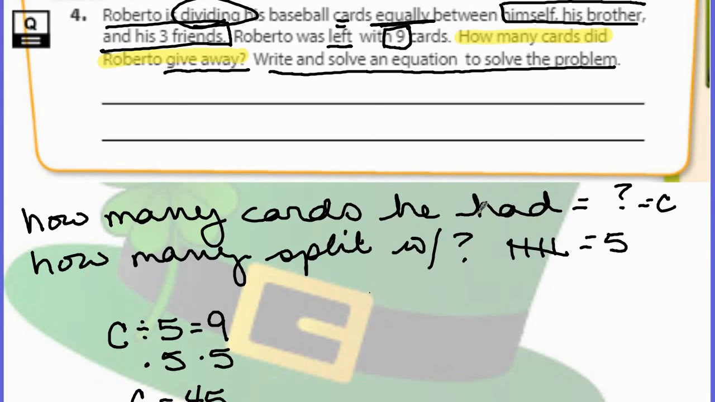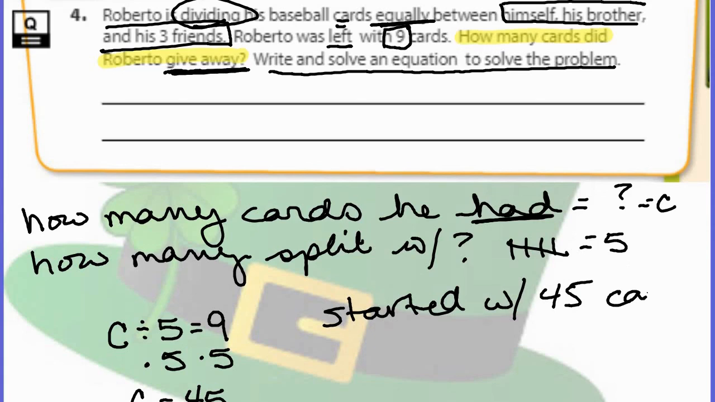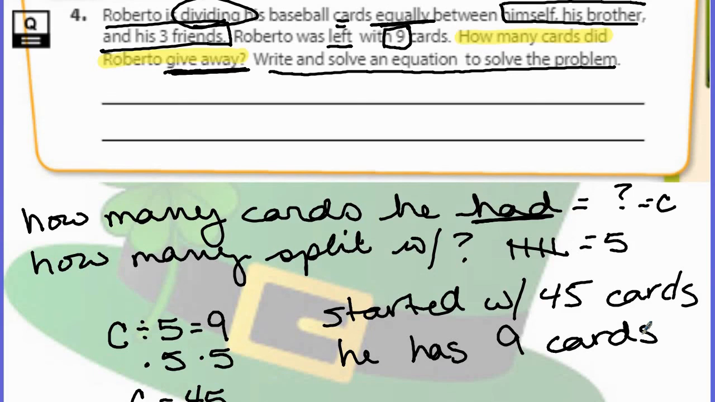But now, C represents how many cards he had started with. We want to know how many he gave away. So he started with 45 cards. He has 9, so those weren't actually given away. So now I have to use what I learned from my equation to answer the question. Since he started with 45 cards, he still has 9 left. That means he gave away 36 cards.